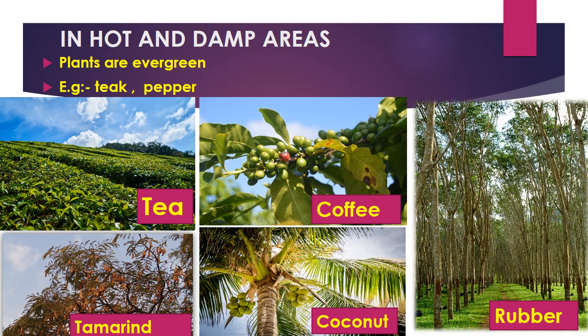In hot and damp areas, the plants generally are evergreen trees, meaning they will not shed all their leaves altogether. Examples are teak, pepper, tea, coffee, tamarind, coconut and rubber.